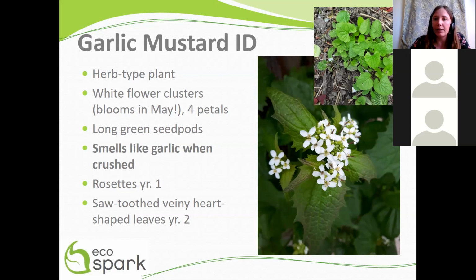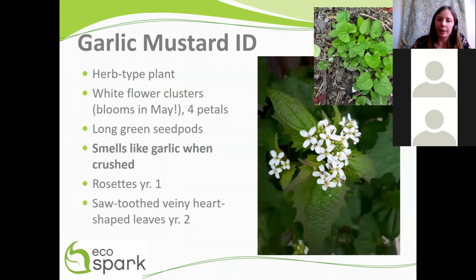So you can see the photo at the top of the screen is the first year rosettes before it has that tall part with flowers. And if you're not sure, that's the stage where it's more confusing to identify it perhaps, but if you crush a leaf and give it a sniff, if it smells like garlic, then it's almost certainly garlic mustard. They're also kidney shaped at that stage, and then later it's more of a heart shape in the second year growth. So the picture with the flowers, the leaves there, if you take notice, are kind of veiny and sawtoothed and heart shaped. All right, so that's your garlic mustard primer.